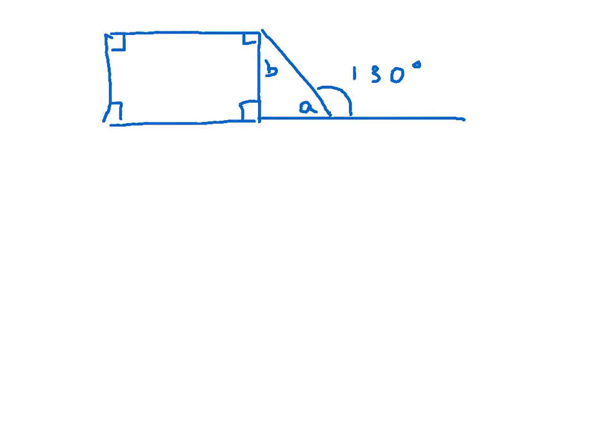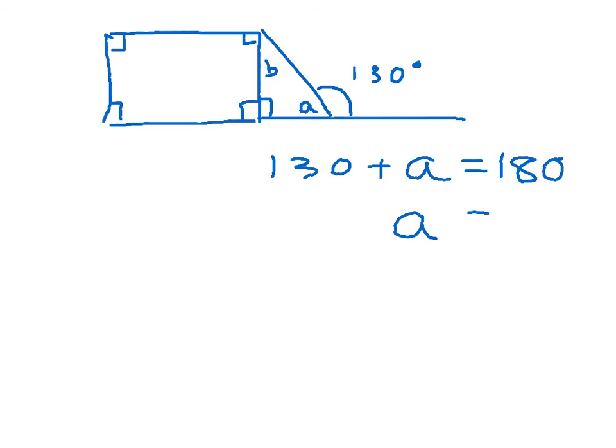Then this has to be also a 90-degree angle. So we're going to look at some facts that we know, some givens. This is a straight angle, or a 180. Since we're given 130 plus A has to equal 180, then we know that A must be 50 degrees. So we know that A is 50 degrees.